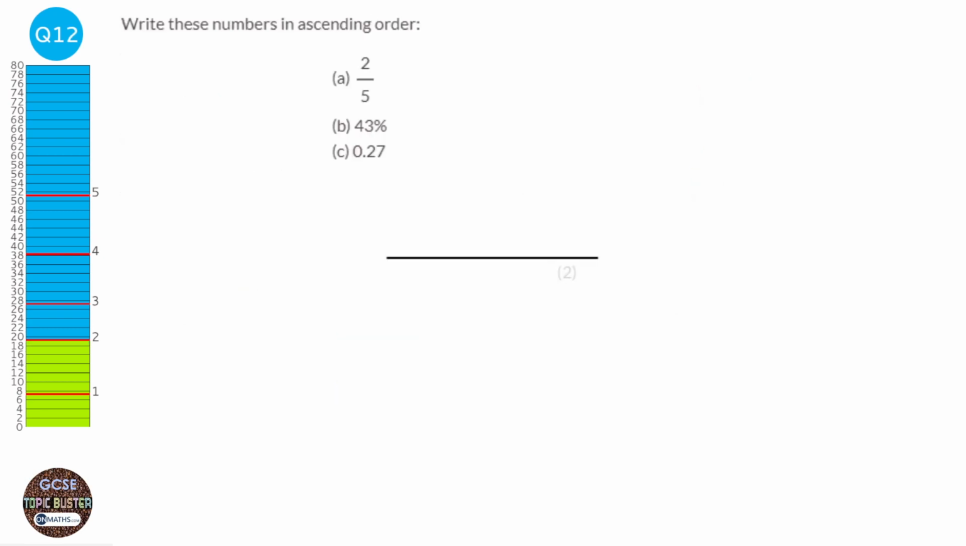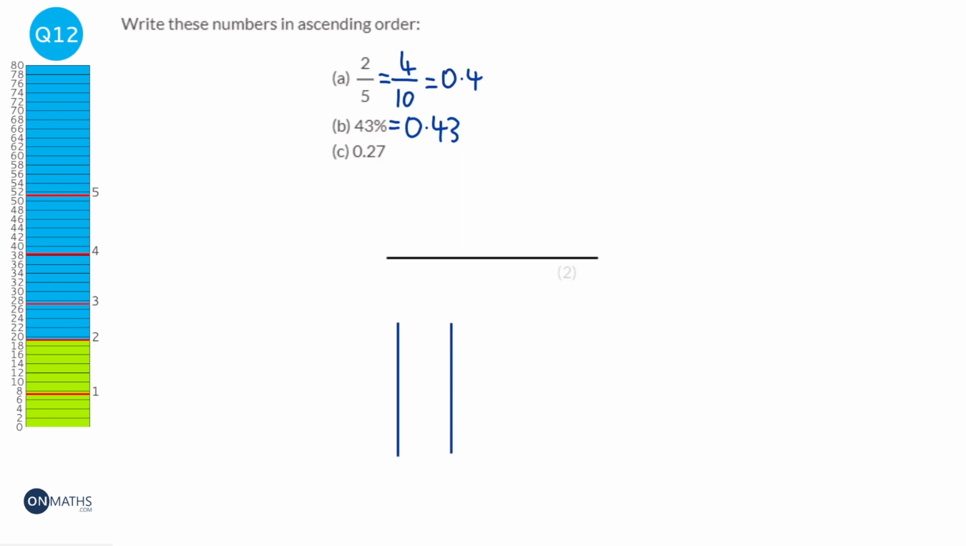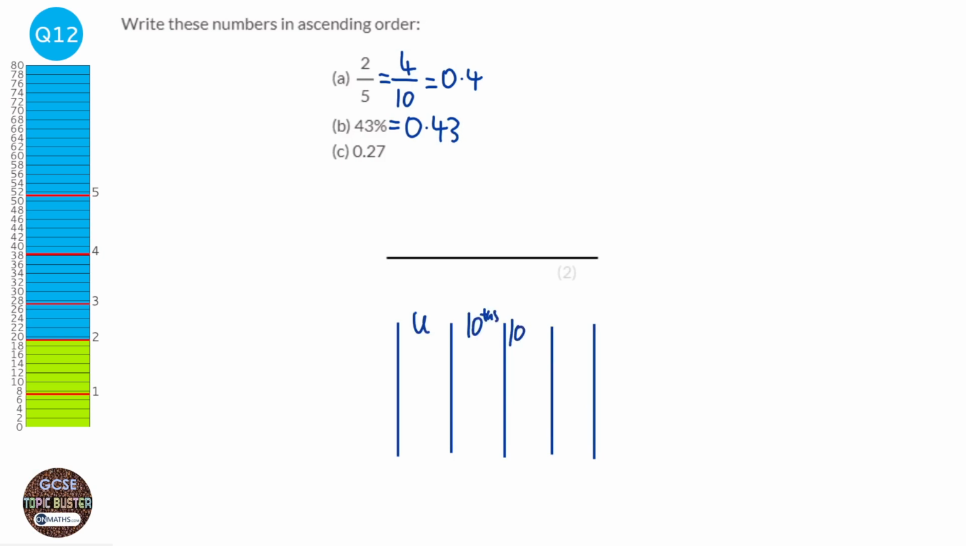The easiest way to compare fractions, decimals and percentages is to convert them all into decimals. So I'm just going to convert this percentage to a decimal, and to do that you just divide by 100. And I'm going to convert this fraction by timesing top and bottom by 10, and we know that 4/10 is 0.4. Then I'm just going to put all of these numbers in a place value grid, place value table, and we've got units, we've got tenths, we've got hundredths. Shouldn't need any more than that.